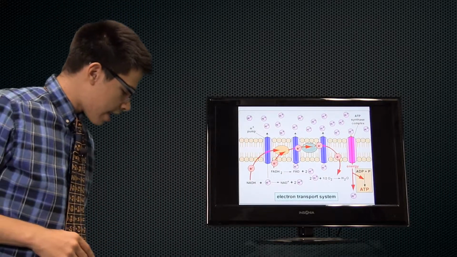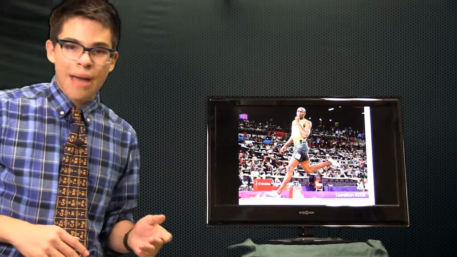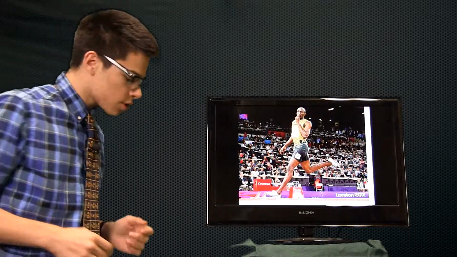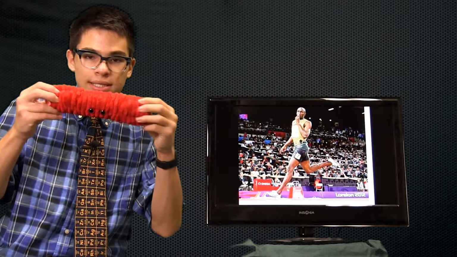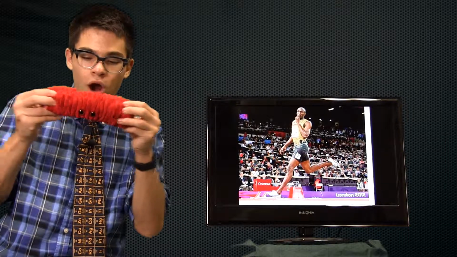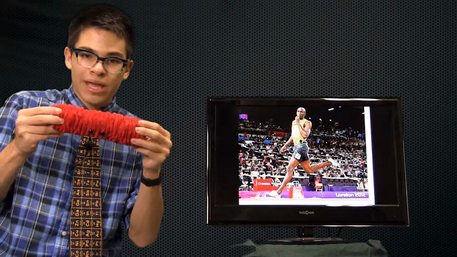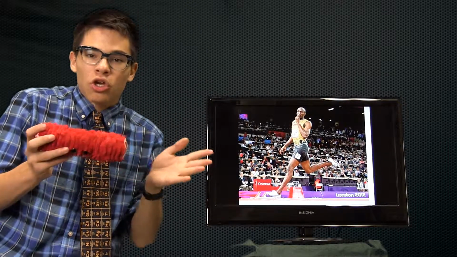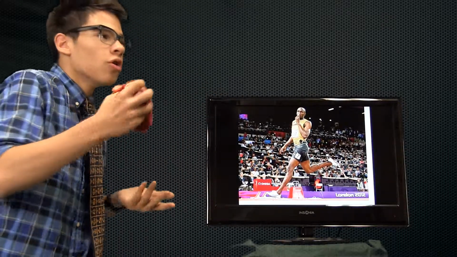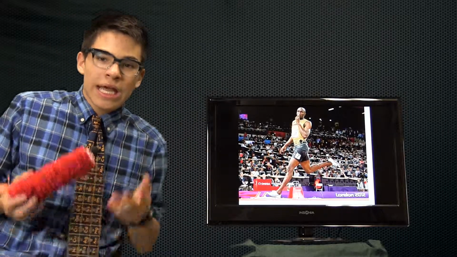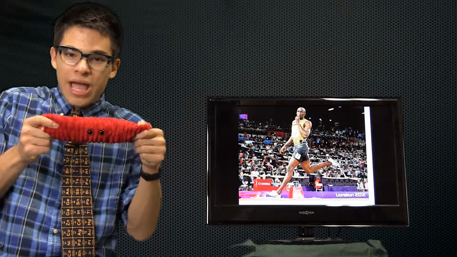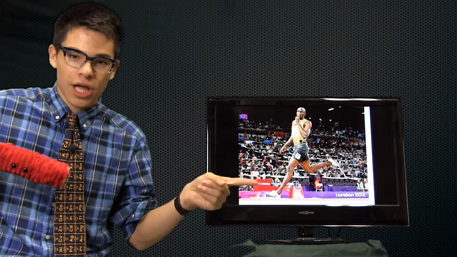But let's say I'm Usain Bolt. I'm a runner. I'm running so fast and my muscles, my myocytes, are requiring more energy than we can get to them during the process of aerobic cell respiration. Going through the Krebs cycle and doing the electron transport chain simply takes too long. These myocyte cells need energy now. They need to get Usain Bolt to the finish line.